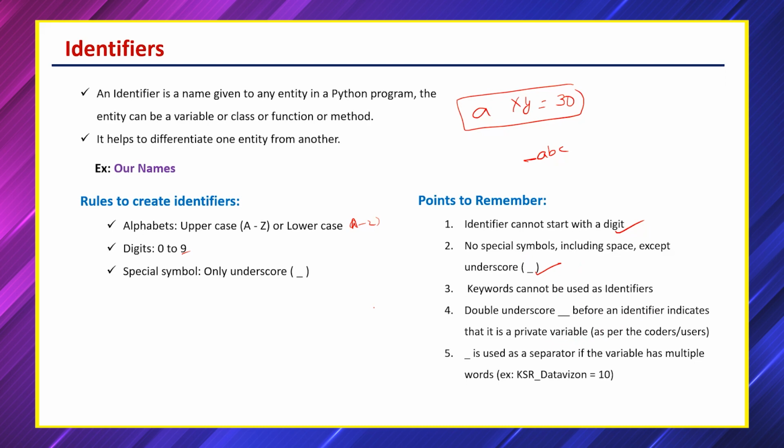If you have multiple names, for example Niranjan Kumar, and I write Niraj Kumar with a space, is it an identifier? No, because of the space. But what if I write Niraj underscore Kumar? It makes sense, right? So if you have multiple names, separate them using underscore to make sense.